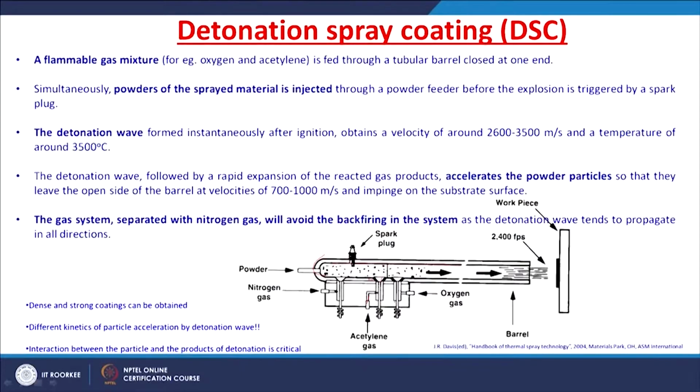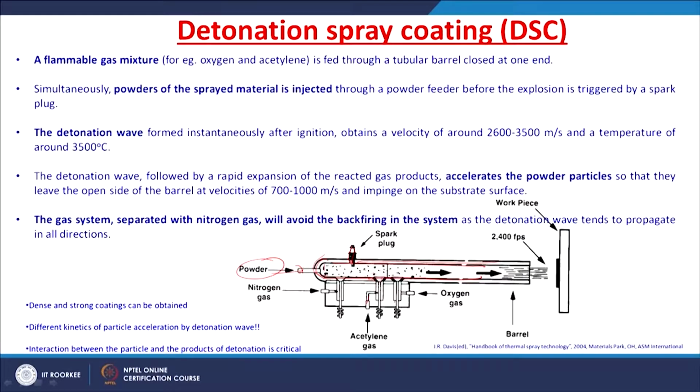So, in this detonation spray coating, a flammable gas mixture, again for example oxygen and acetylene, is fed through a tubular barrel closed at one end, right. Simultaneously, the powder of the sprayed material is injected through a powder feeder before the explosion is triggered by the spark plug, right.